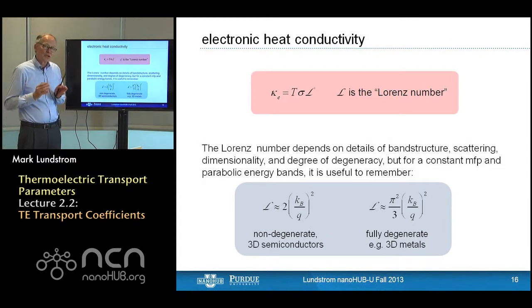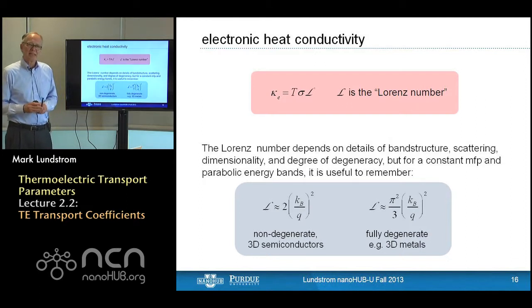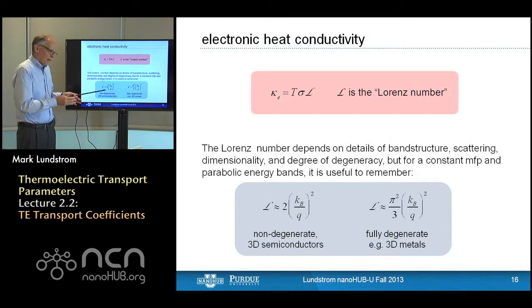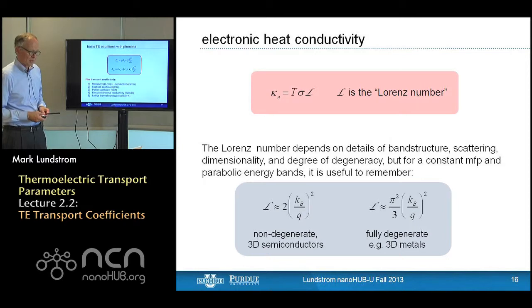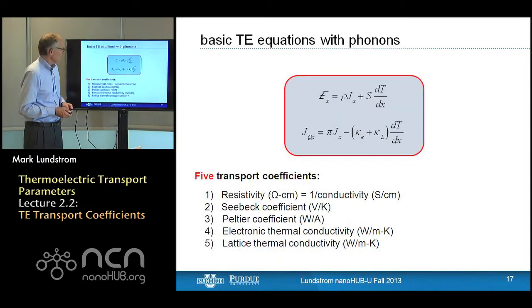Now, if you have an unusual band structure, you can get different numbers. But under most common situations, people will ask themselves, are we non-degenerate or are we degenerate? They'll use the appropriate Lorentz number and the measured conductivity, and that's the way that we can get a handle on the electronic thermal conductivity.